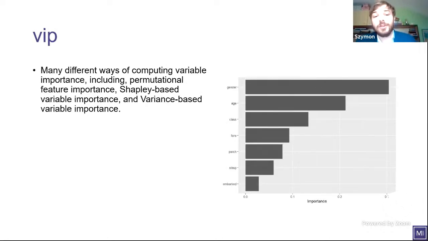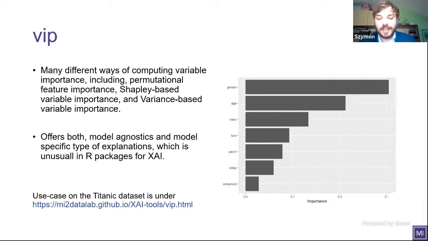And the last package for today is the vip package, which is mainly focused on feature importance. I mean, it only provides different feature importance interfaces, but the power of the package lies in flexibility. It provides three crucial model agnostic methods for computing feature importance, which are permutation, Shapley, and variance-based feature importances. But what really makes it hot and distinguished among other R packages for XAI that can also compute feature importances is the mix of model agnostic and model specific methods.